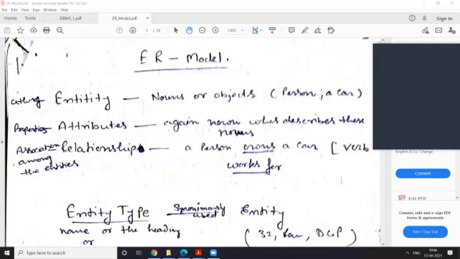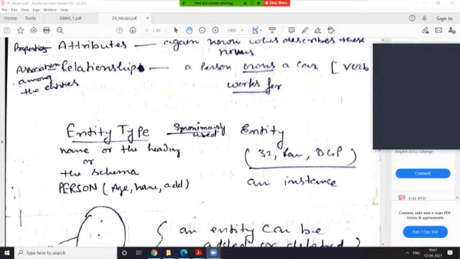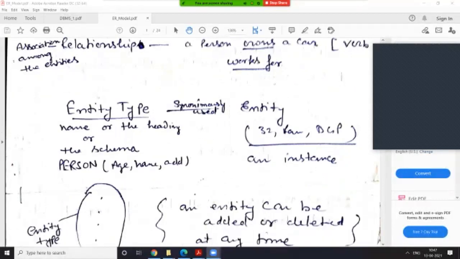The diagram we use to represent the entities, attributes and relationships uses the rectangle, oval and diamond structures. This is the aim of the ER model. Throughout your ER model you are going to represent the entities along with their attributes and the relationships among those entities, along with some kinds of constraints which we will study further. Clear?